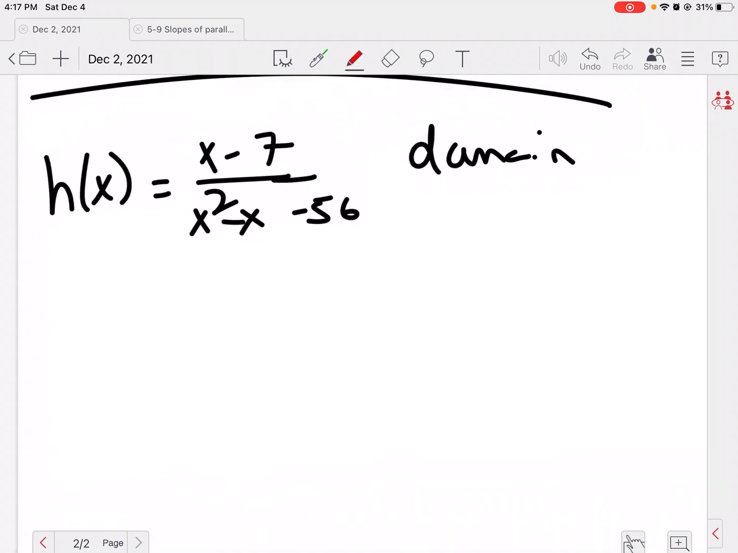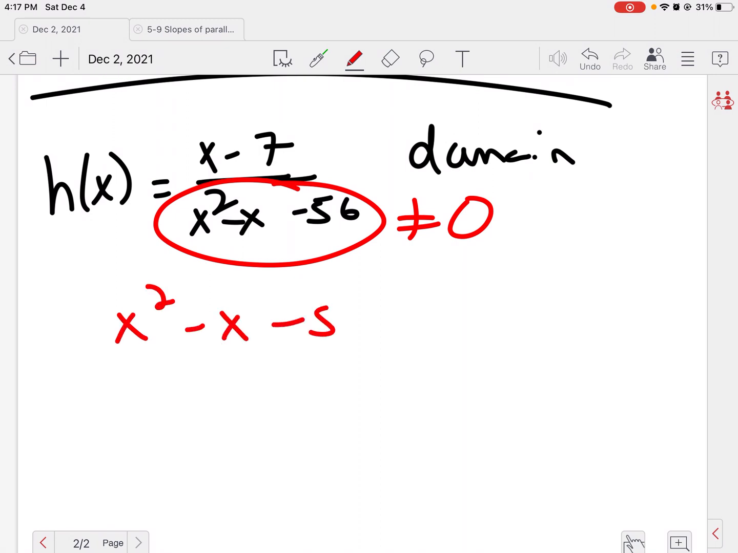So when you're given a fraction and you have to find the domain, the denominator can never equal 0. So what you're going to do is just look at the denominator. It doesn't matter what the numerator is. And you set it equal to 0.